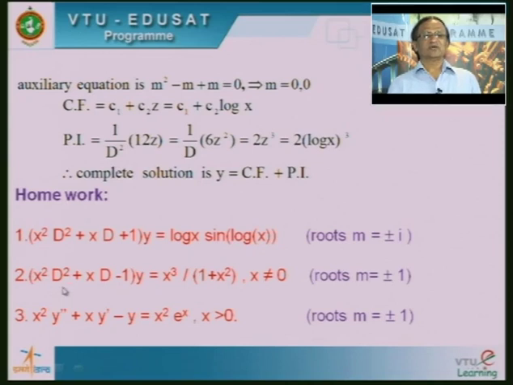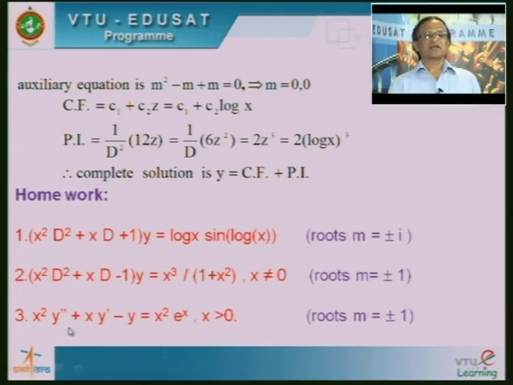Similarly, x square D square plus x D minus 1 times y is equal to x cube divided by 1 plus x square, x not equal to 0. Find the auxiliary equation; I hope the roots may be plus or minus 1. Then the right hand side becomes a function of z, and depending upon the function of z, you know the rules of particular integral. Find the particular integral, then write down the general solution of this equation, namely y is equal to complementary function plus particular integral.